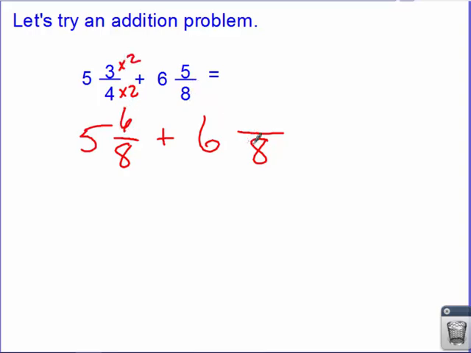This one I didn't do anything, so I don't do anything to the top number. Okay, so now we add. 6 plus 5 gives us 11. We keep the 8, and then we add our whole parts. 5 and 6 make 11.